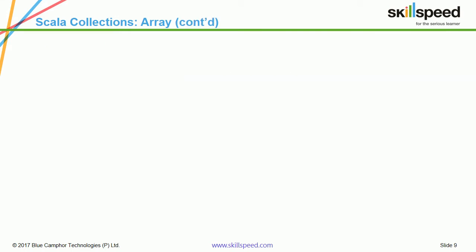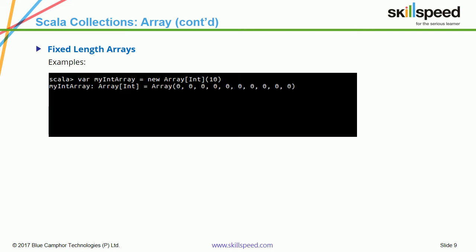Now let's have a look at fixed length arrays. Here I am defining an array called myIntArray, which is a new array, where I mention integer as the data type and 10. This means it will create an array with a fixed length. The length of the array is 10 here.